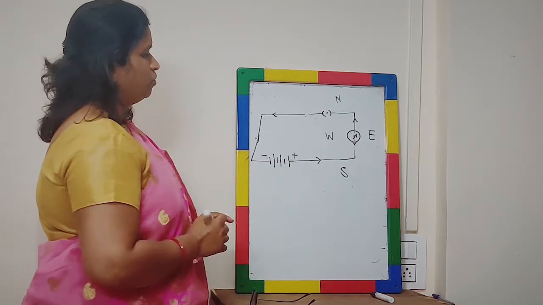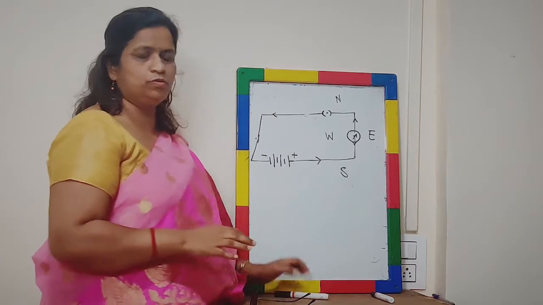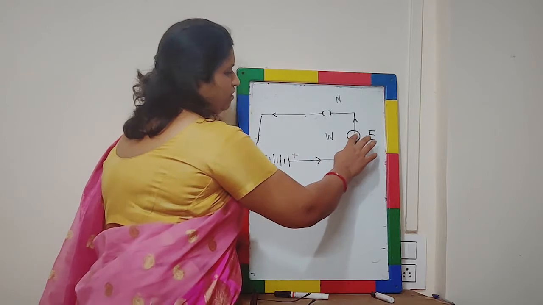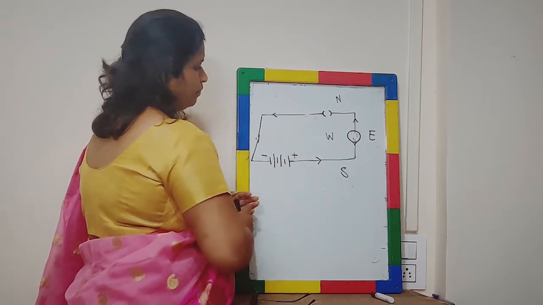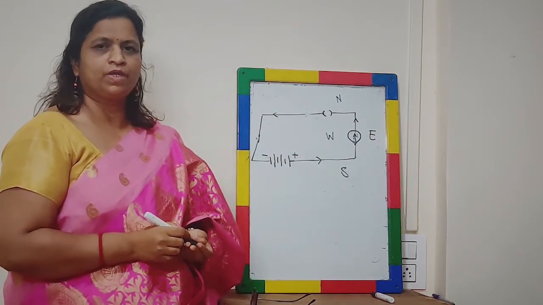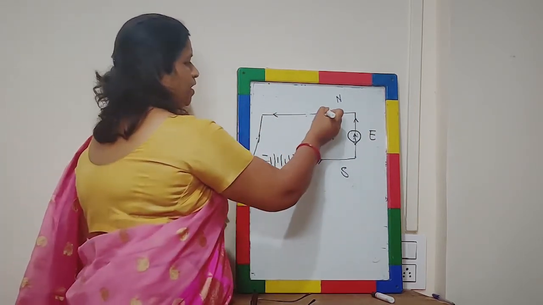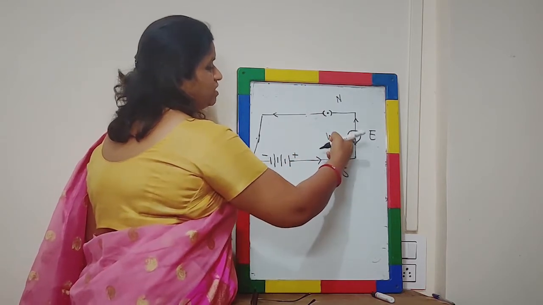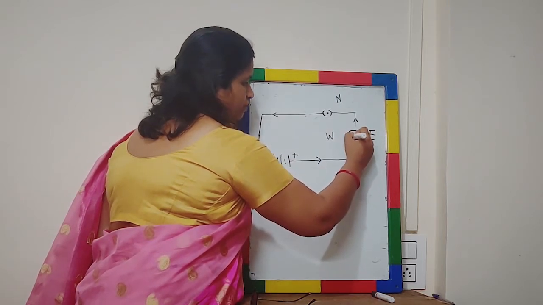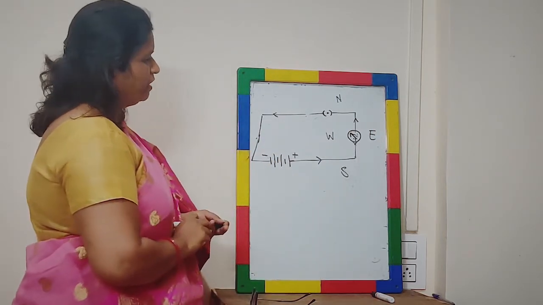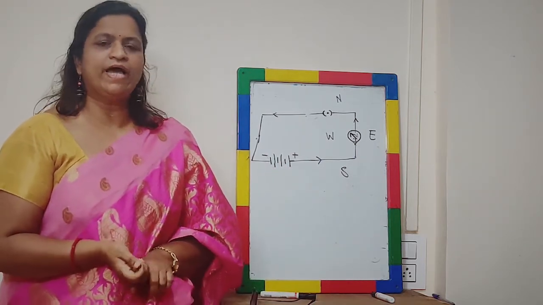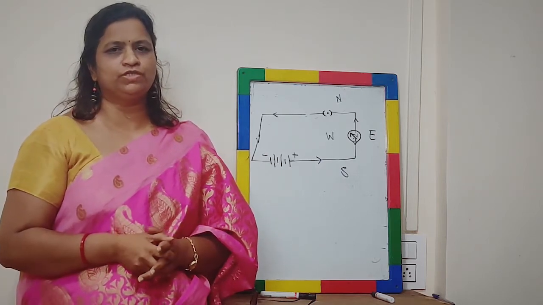Once again we do the setup. The key is not present here, so the circuit is broken. The needle will not show any deflection and stays towards the north, parallel to the conductor. As soon as we put the key and close the circuit, the deflection of the compass needle will be towards the west. So in this activity we saw that if we change the direction of current, the direction of the magnetic field automatically changes.